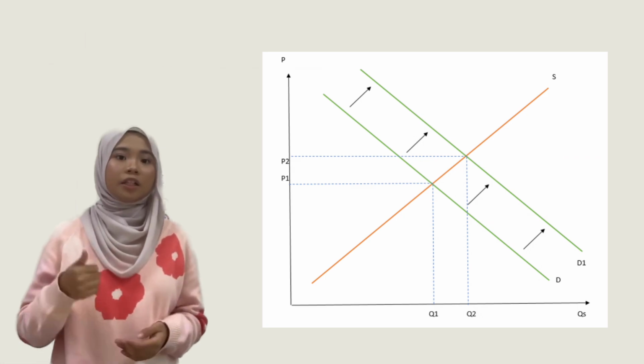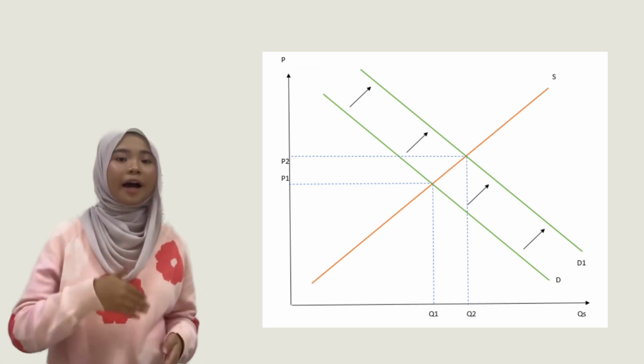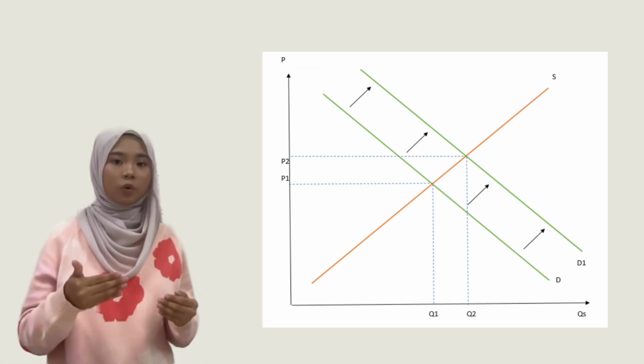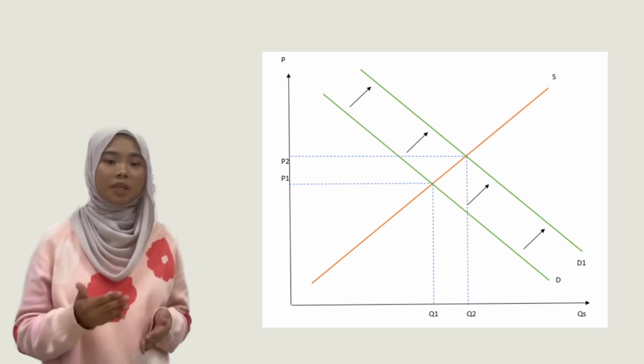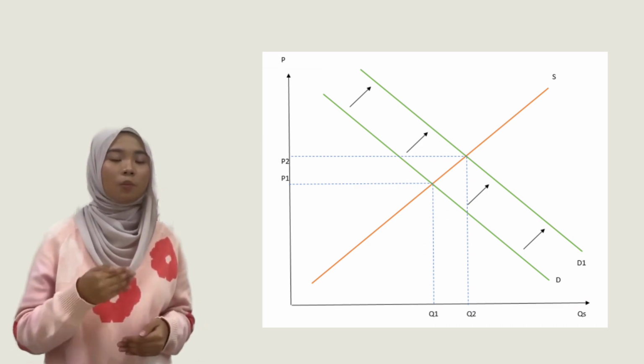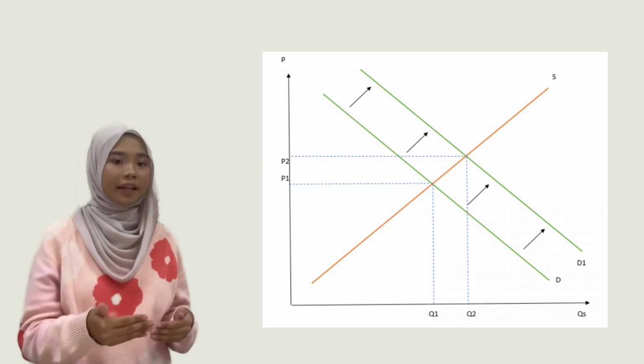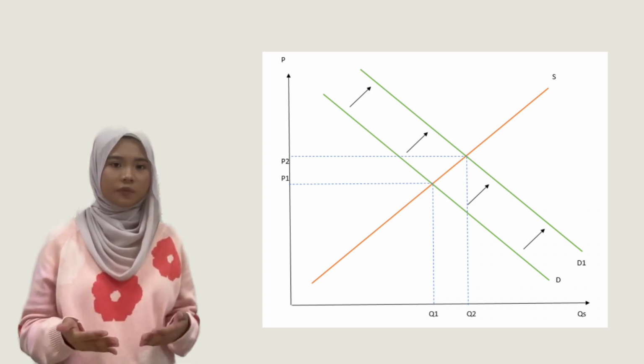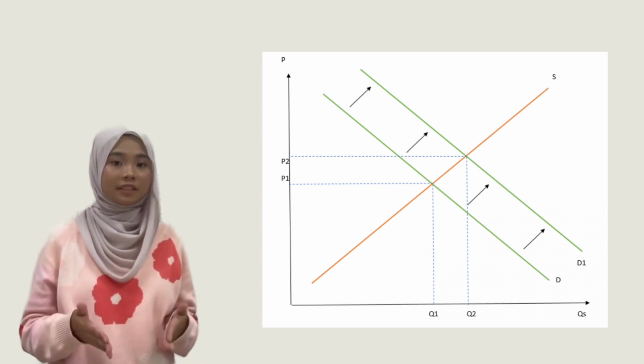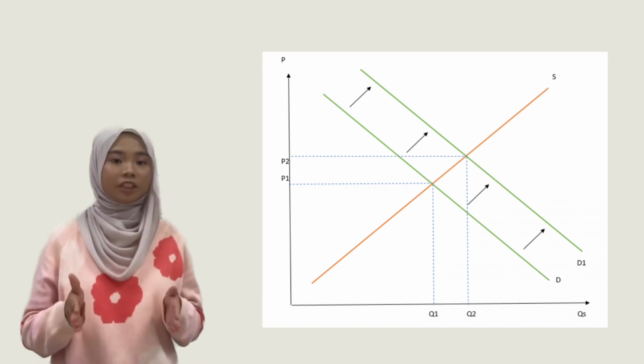As a result, the new equilibrium moves to a higher price P2 and a greater quantity Q2. This means that as demand rises, both the price and quantity in the market increase. Understanding these shifts is essential for businesses in making pricing and production decisions.